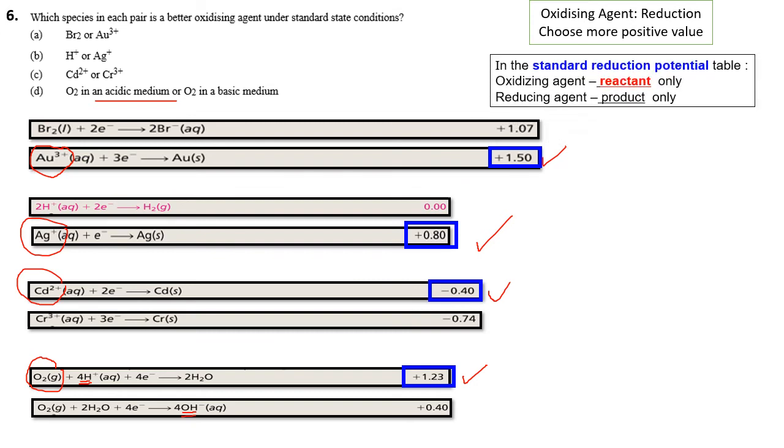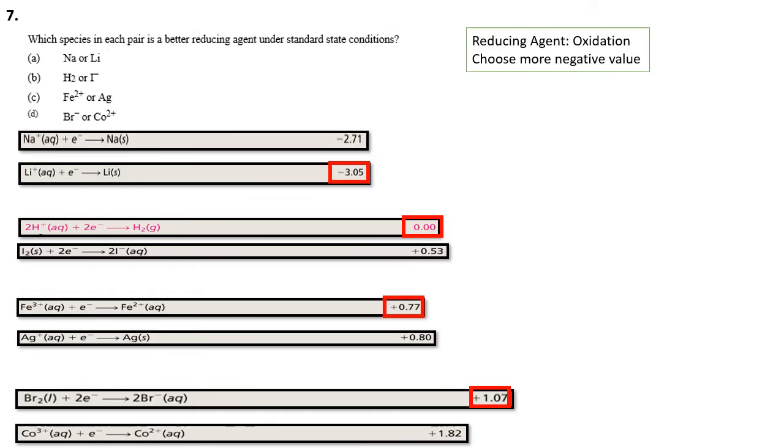Always remember, in the standard reduction potential table, for the oxidizing agent, we just look at the reactant. Now we go for which species in each pair is the better reducing agent. Always remember, the reducing agent undergoes oxidation, so we choose the more negative value. If you compare this one, this one is more negative, and then compare these two, this one is more negative, and with these two, this one is more negative.